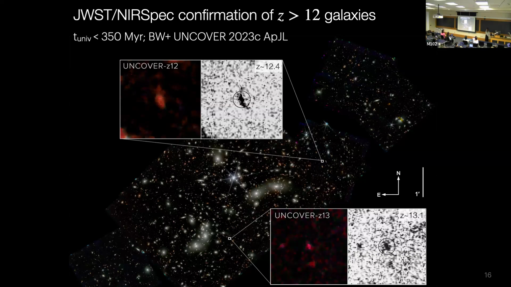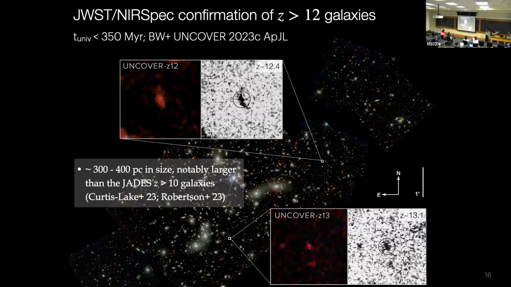There are a couple of interesting things about them. First, they are very luminous. That's why we can detect them with a shallow spectroscopic follow-up, and we can see a very good, sharp Lyman break to pin down the redshift.